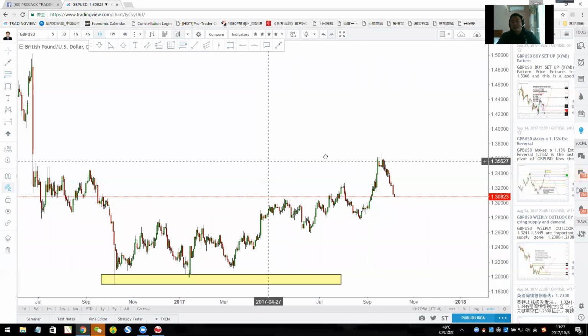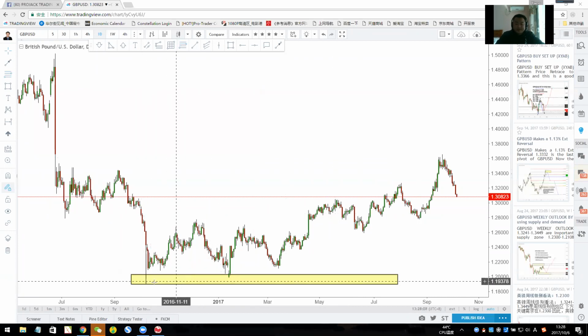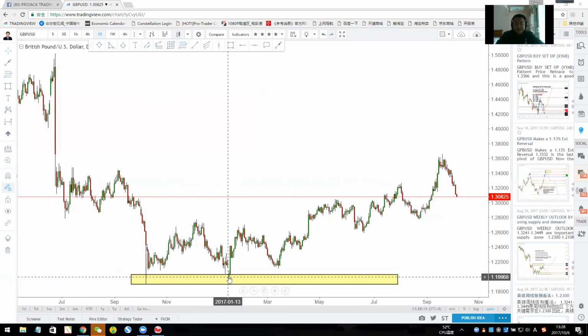Do you agree? If you agree, reply to me with 6. All right, I love number 6 because the 6 in China means lucky. Do you agree? This is a very, very good, strong support of their structure or bottoms, right?